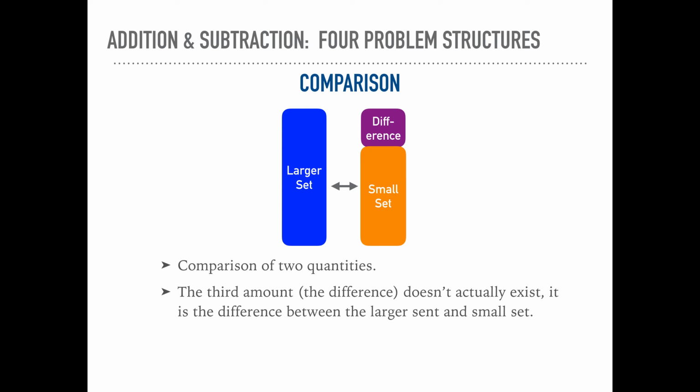Oh no, my wife did, I think. I think I said she had 9, and I had 7. Those are the 2 sets. And the difference is the 2 cups of coffee difference. The key thing here is the difference doesn't actually exist. Like, no one had 2 cups of coffee. That was just the difference between my wife's coffee and mine. And here we see the comparison structure.